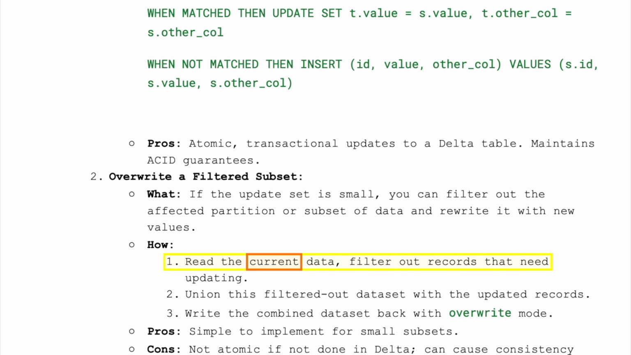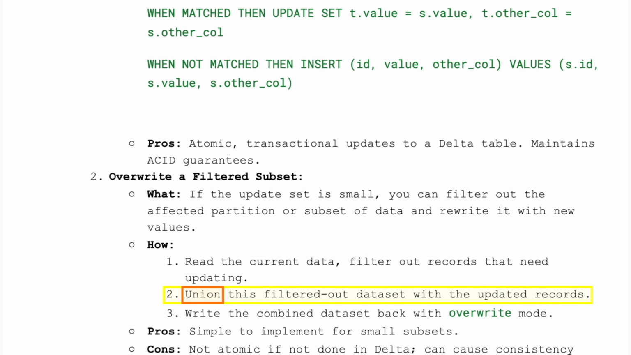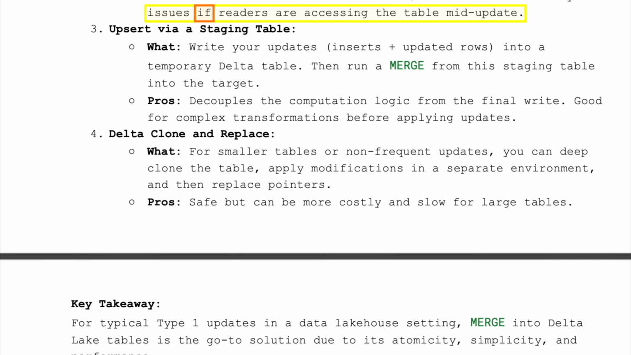1. Read the current data. Filter out records that need updating. 2. Union this filtered-out dataset with the updated records. 3. Write the combined dataset back with overwrite mode. Pros: simple to implement for small subsets. Cons: not atomic if not done in Delta. Can cause consistency issues if readers are accessing the table mid-update.